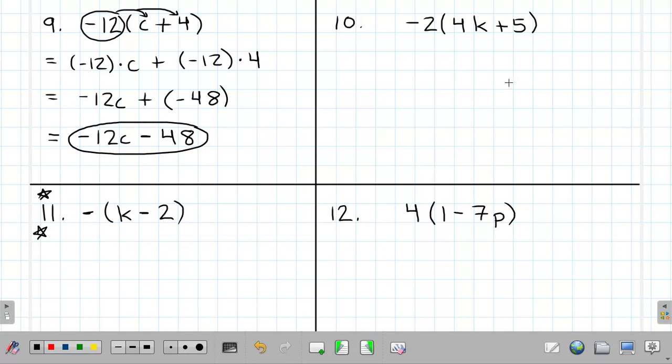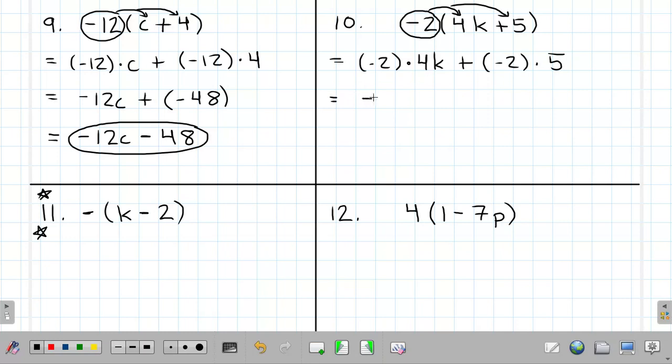Same thing with number 10. So let's go even quicker here. Negative 2, going to distribute it to both these positive terms. So we've got negative 2 times 4k plus negative 2 times 5. What we end up with is negative times a positive is negative 8k plus negative 2 times 5 is negative 10. And then the same thing happens. We got negative 8k, but instead of plus negative 10, we want to write that as just minus 10. That's something you'll get used to the more you do these.